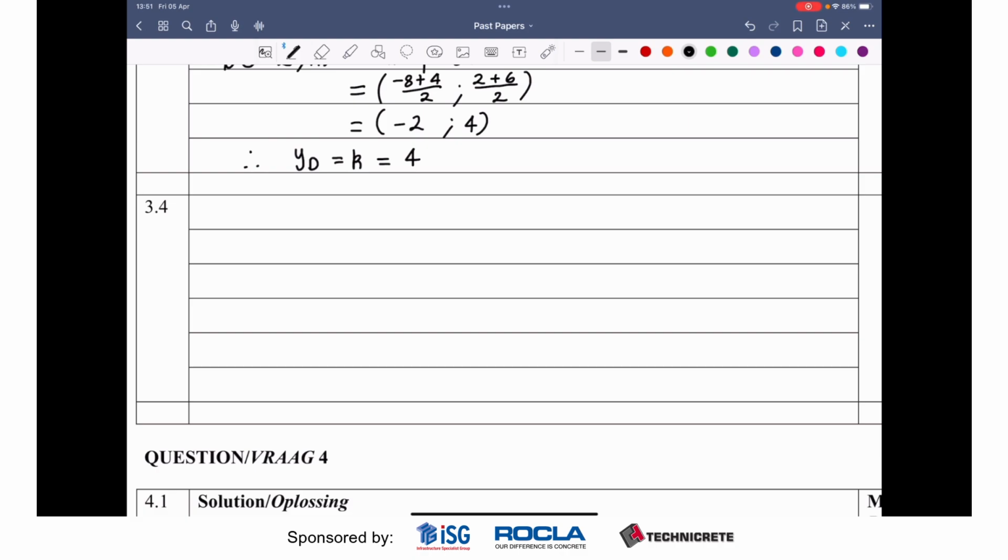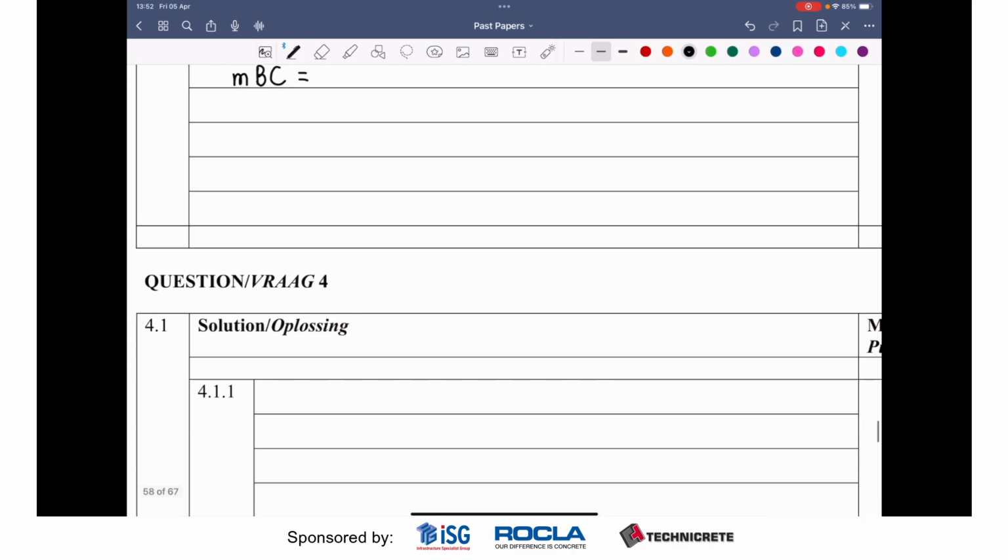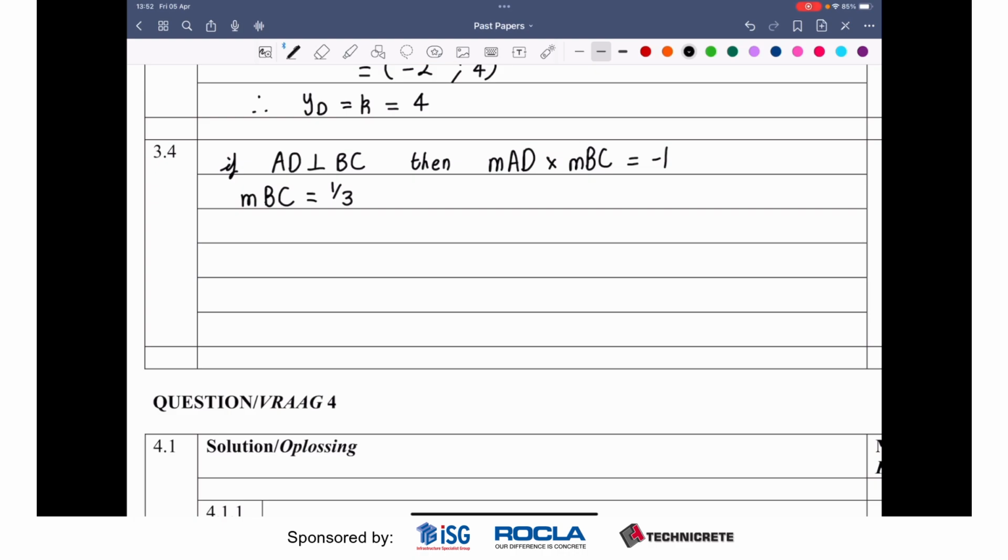Then for 3.4, we're asked if AD and BC are perpendicular to each other. So I know that two straight lines will be perpendicular if the product of their gradients is equal to negative 1. Right, so if it's true that AD is perpendicular to BC, then the gradient of AD multiplied by the gradient of BC must be equal to negative 1. So I already found the gradient of BC in part 3.1, and that was a third. And now I can find the gradient of AD.